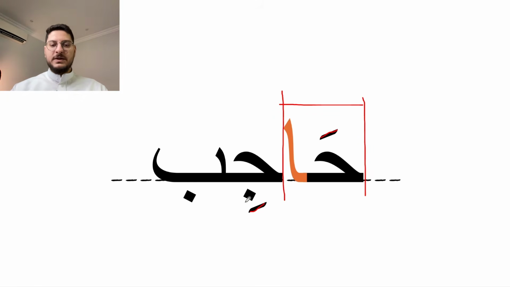The second syllable, we have the wave with the dot below. So this is the jim bro, right? And with the kasra it becomes G, G. And then I have this letter with one dot below as well. This is the ba with no vowel. So it's just jib. Jib is the second syllable, right? Jib. So the whole word is hajib. Hajib. And hajib is an eyebrow.